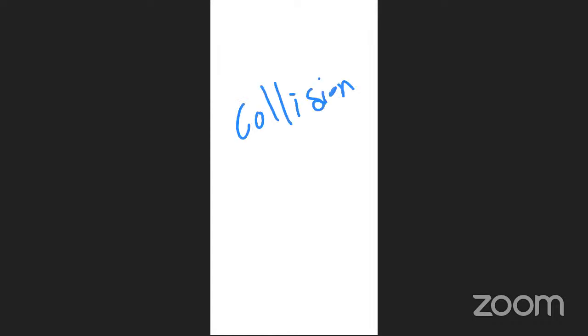Okay, collisions. Whenever two bodies approach towards each other, then there will be a redistribution.